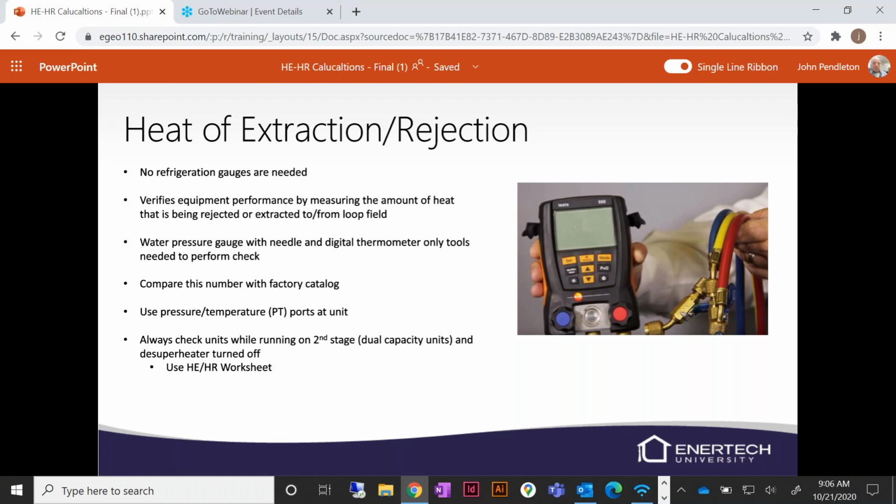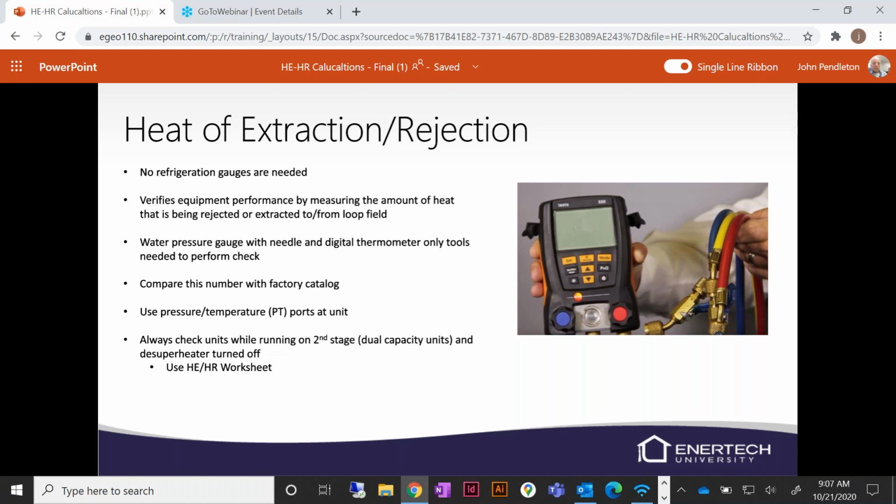And if you've got a water-to-water unit, so you don't have a forced air, you've got radiant zones, we're going to need those pressure temperature ports on the load side as well, because we've got to establish flow and see what kind of temperature difference we're exchanging on that heat exchanger as well.